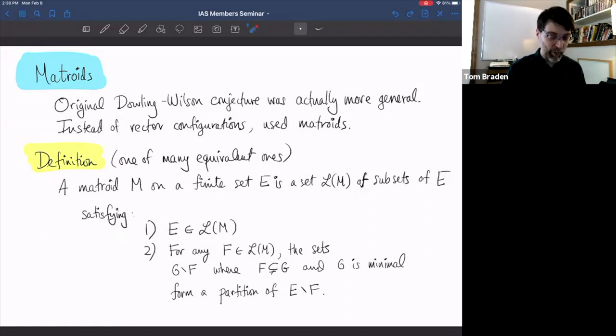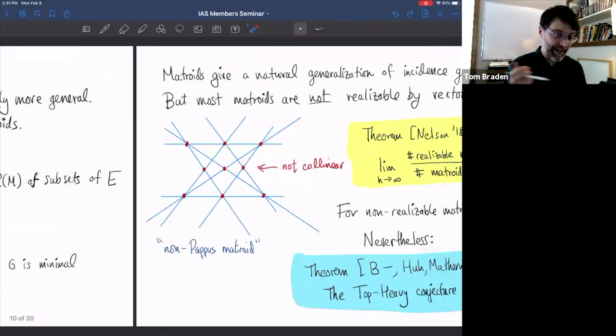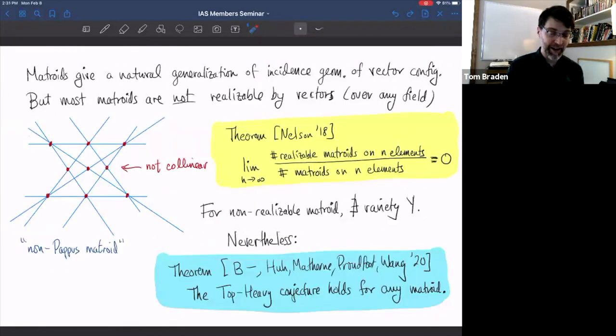But now we just take these as axioms, and it turns out that although vector configurations give such collections of subsets, not all collections of subsets satisfying these axioms come from vector configurations. So what I'm saying is these give a generalization of the incidence geometry of vector configurations, but most matroids are not realizable by vectors over any field. And I gave a couple of examples.